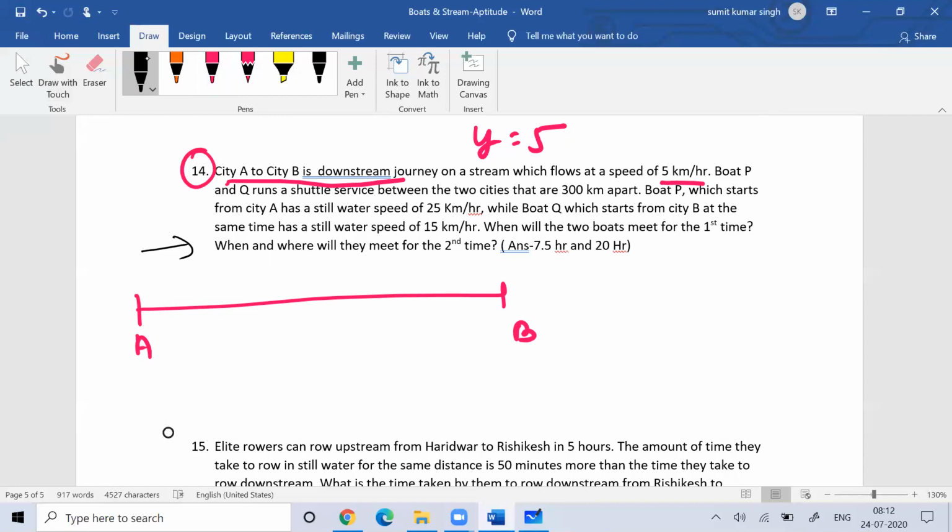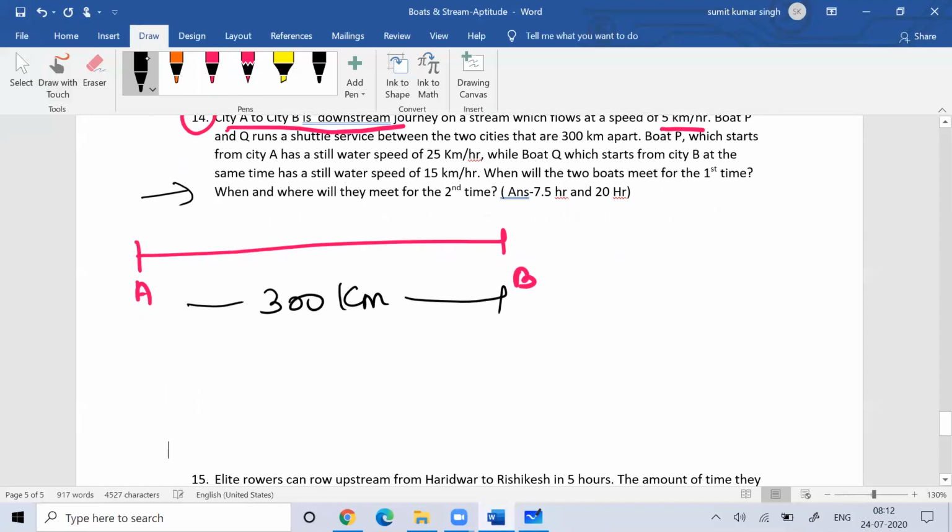Boats P and Q run a shuttle service between the two cities that are 300 kilometers apart. So there are two boats, P and Q. They run the shuttle service, and the distance between the cities is 300 kilometers. The boat P, which starts from A, has a still water speed of 25 kilometer per hour. So when water is not moving, it is moving at 25 kilometer per hour.